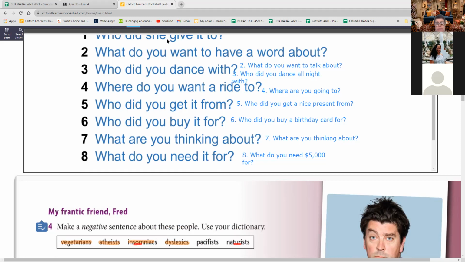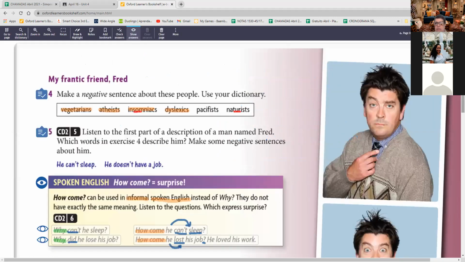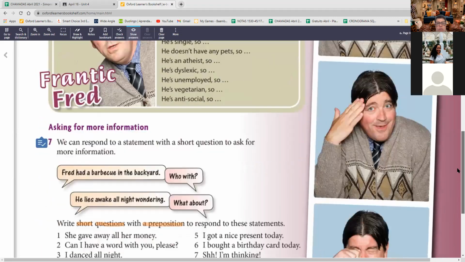Yes? Yes. Yes, teacher. Good. Let me clear my drawings. So this is it for this page.